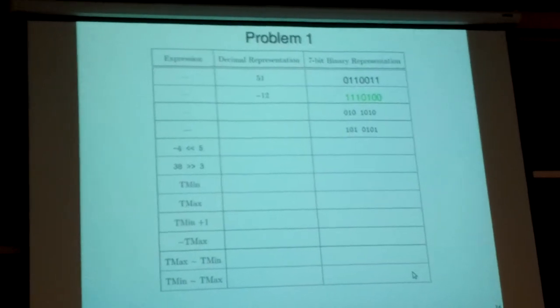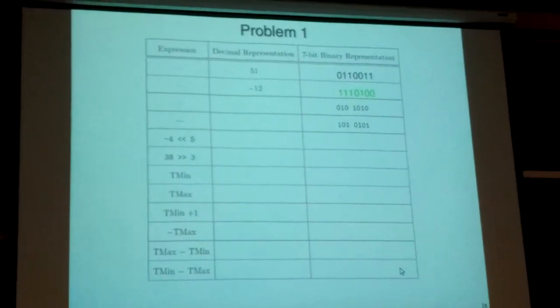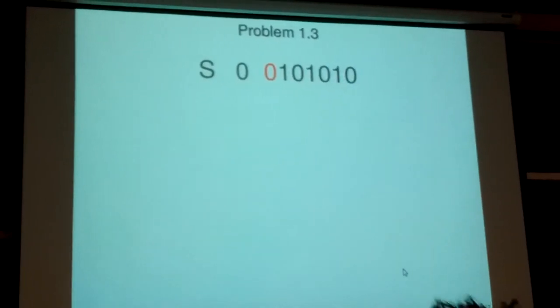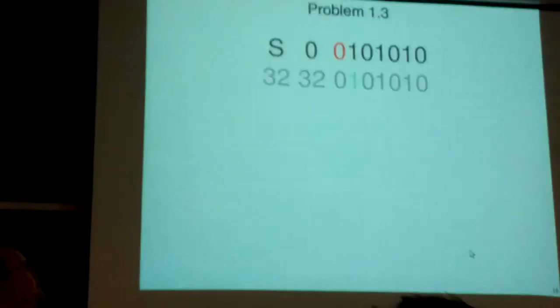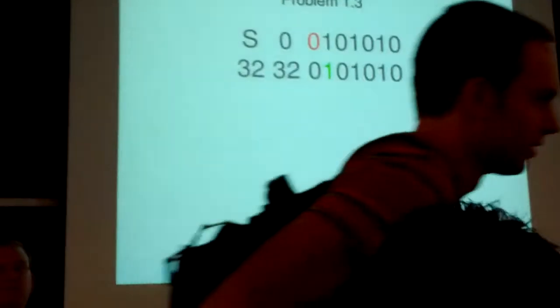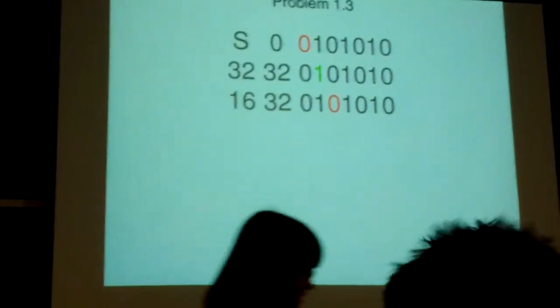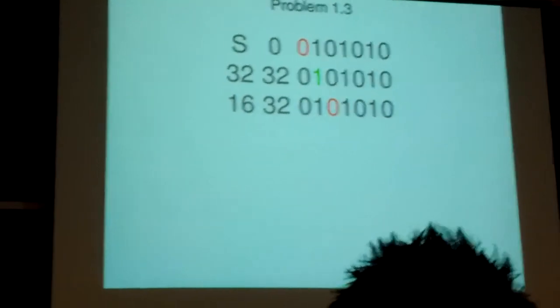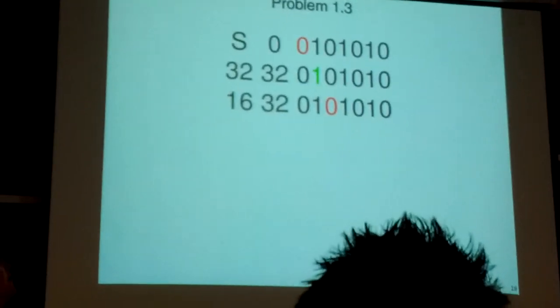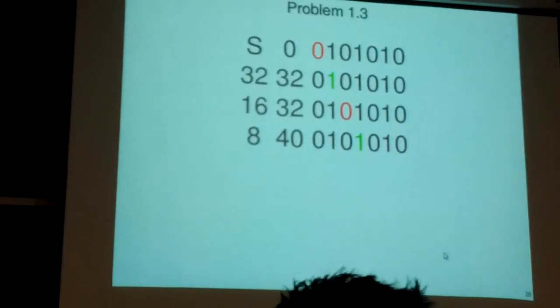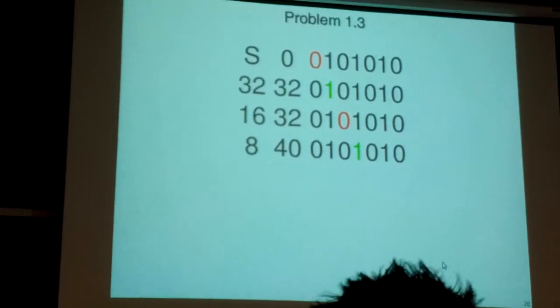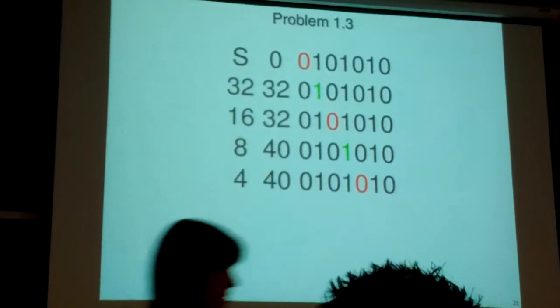So the next number, we have a binary representation. We don't know what it is, so we're going to try to figure that out. The sign position is 0, so we know it's positive. The 32 position is 1, so we keep 32 in our little accumulator. The 16 position is 0, so we still keep 32 in the accumulator. The 8 position is a 1, so we add 8 to 32 and get 40.